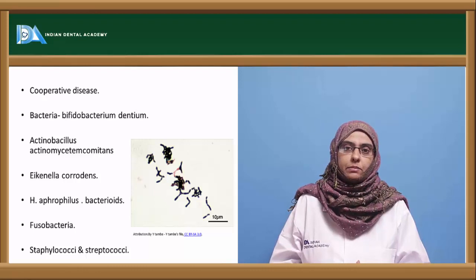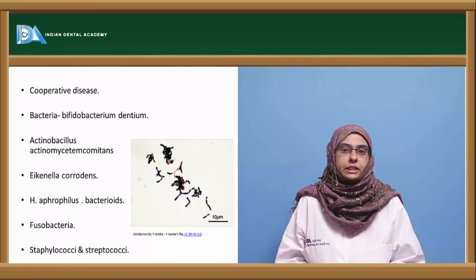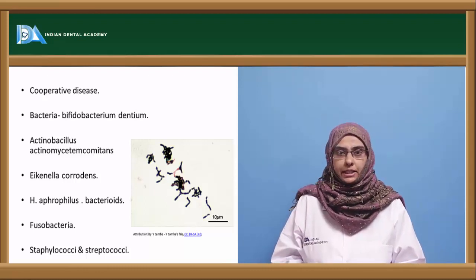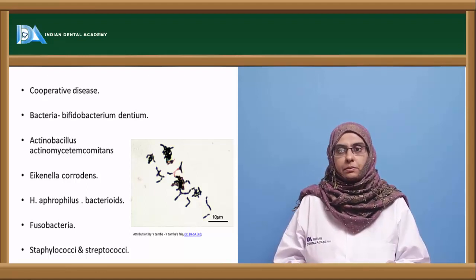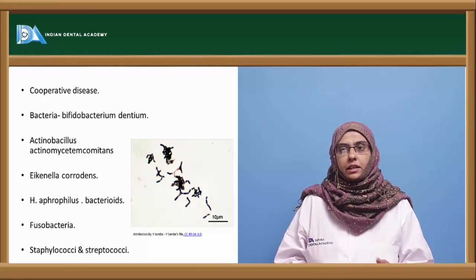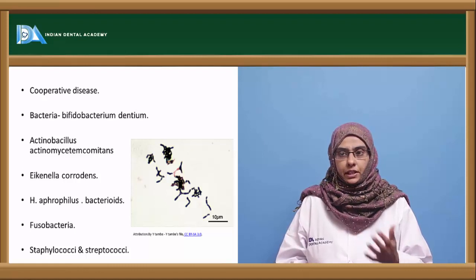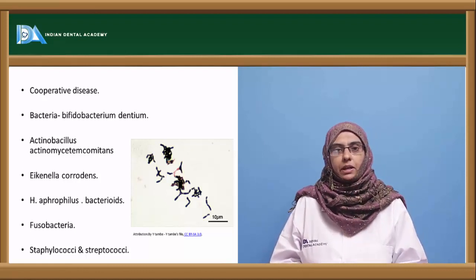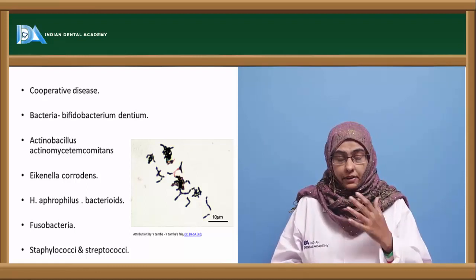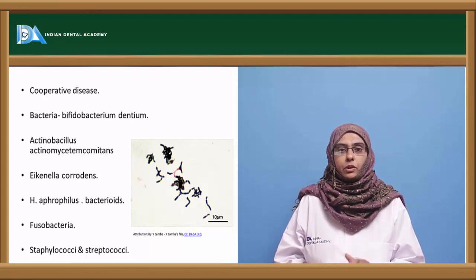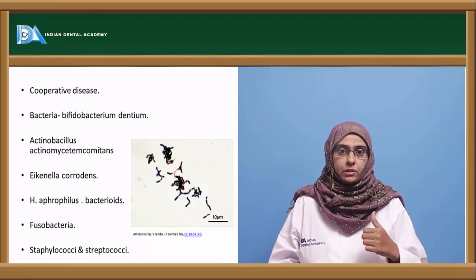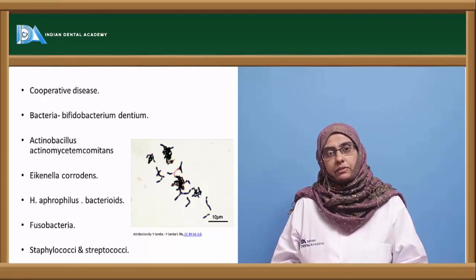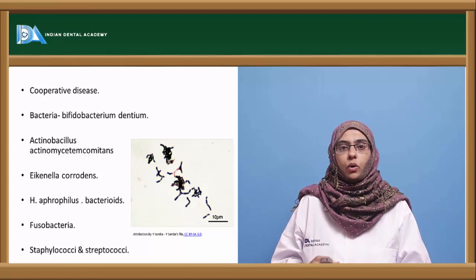This particular disease is said to be a cooperative disease because it is not caused by a single type of organism, but in combination with other bacteria, mostly Bifidobacterium, Actinobacillus actinomycetemcomitans, Eikenella corrodens, Haemophilus, and bacteroides. Apart from that, fusobacteria, staphylococcus and anaerobic streptococci can also help in causation of the disease, because this organism does not cause disease alone but with the help of other bacteria. Hence it is called a cooperative disease.